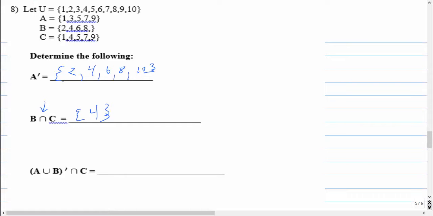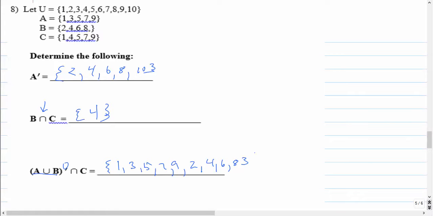For the next one here, order of operations comes into play. I need to combine A and B together, so I'm going to do that first. I'm just going to throw A and B together. So 1, 3, 5, 7, 9. I'm not going to repeat stuff. Well, there's nothing to repeat because A and B have nothing in common. So I'm just going to throw B at the end: 2, 4, 6, 8. Now if you want to put them in order, you go ahead.